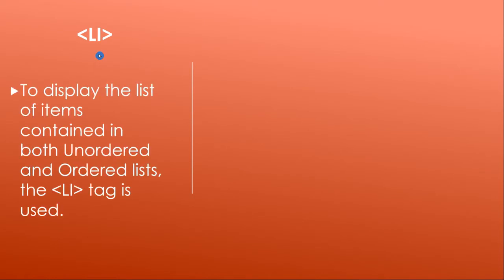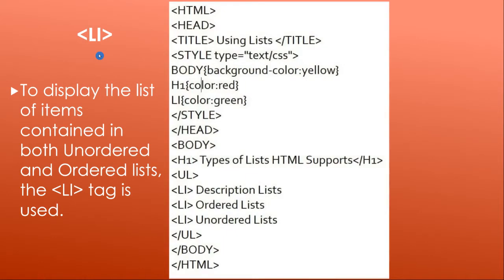To display the list of items contained in both unordered and ordered list, the li tag is used. So whether it is an unordered list or an ordered list, if you are going to give the list items, you should use this li tag. Now let me give an example for list items. So this is a program.